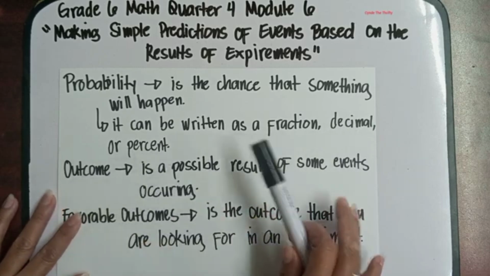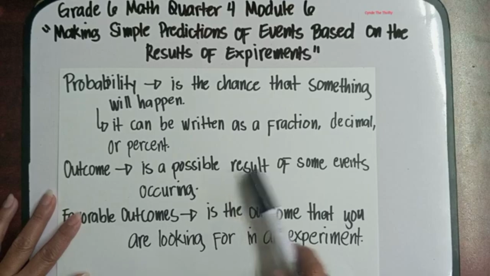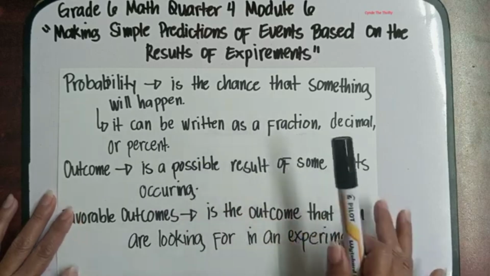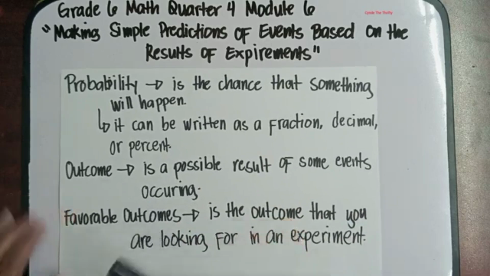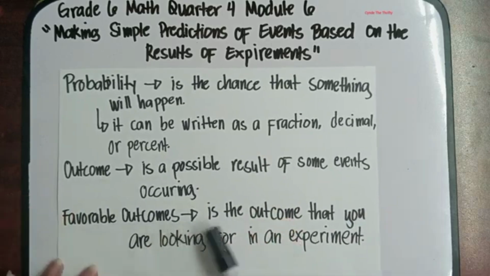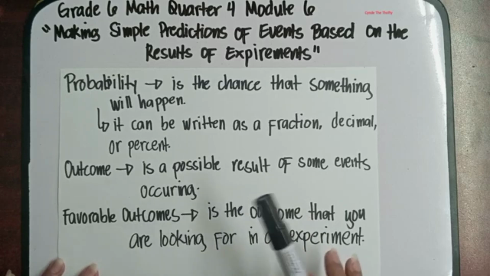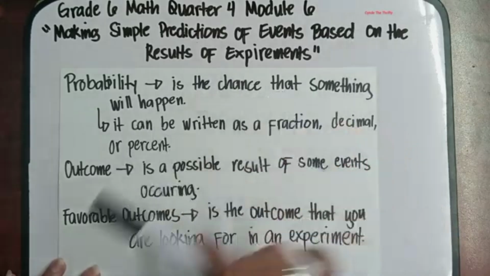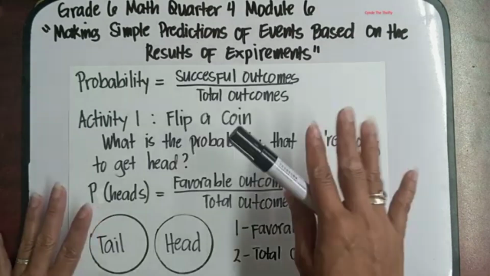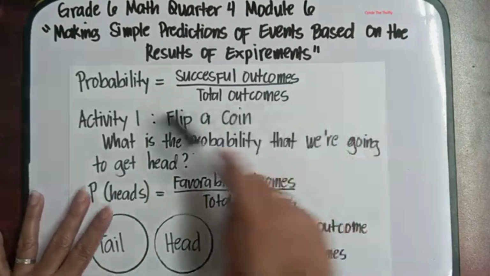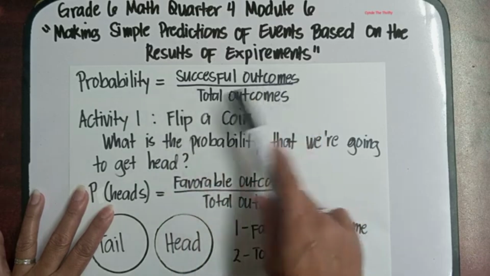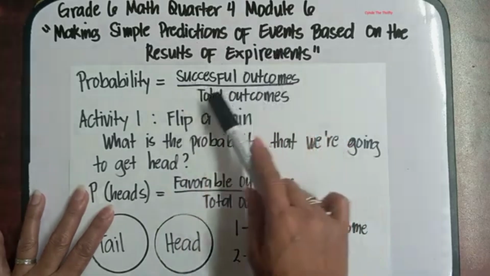Outcome. Ano naman yung outcome? Ang outcome is a possible result of some events occurring. So, ang tawag natin sa result ng isang event is outcome. And then, meron tayong tinatawag na favorable outcomes. Is the outcome that you are looking for in an experiment. So, ang favorable outcomes is simply yung outcome na gusto mong mangyari sa isang experiment. So, paano ba natin isolve ang probability? Meron tayo ditong formula. Probability is equal to successful outcomes or favorable outcomes, pwede rin, divided by the total outcomes.